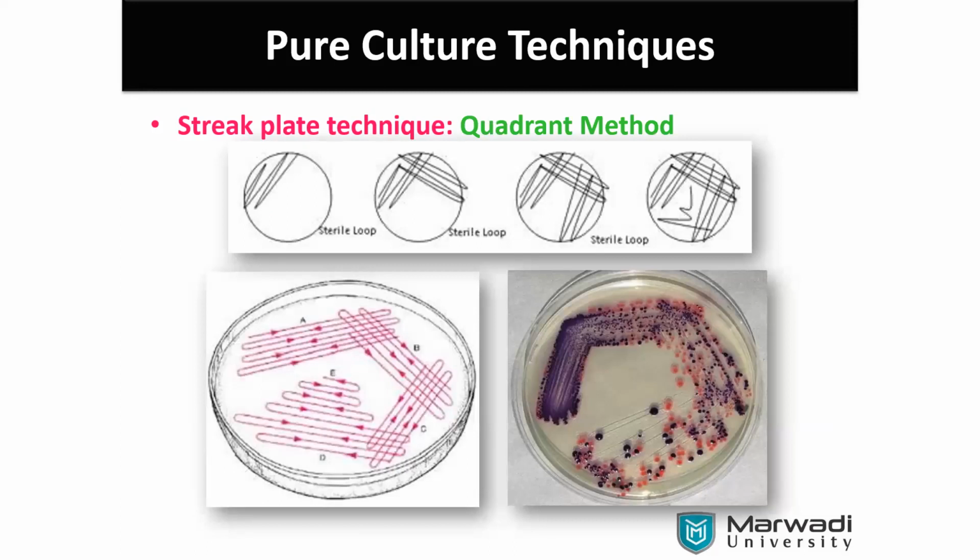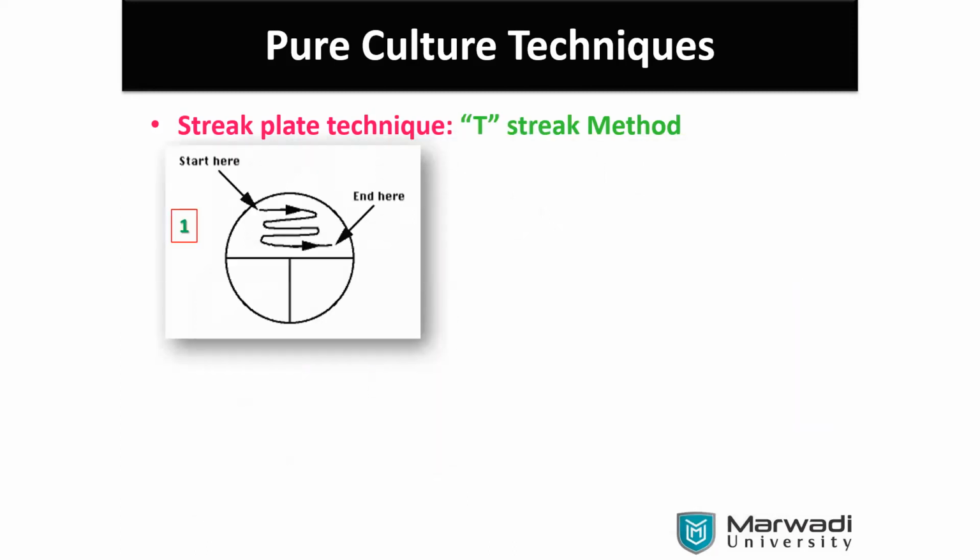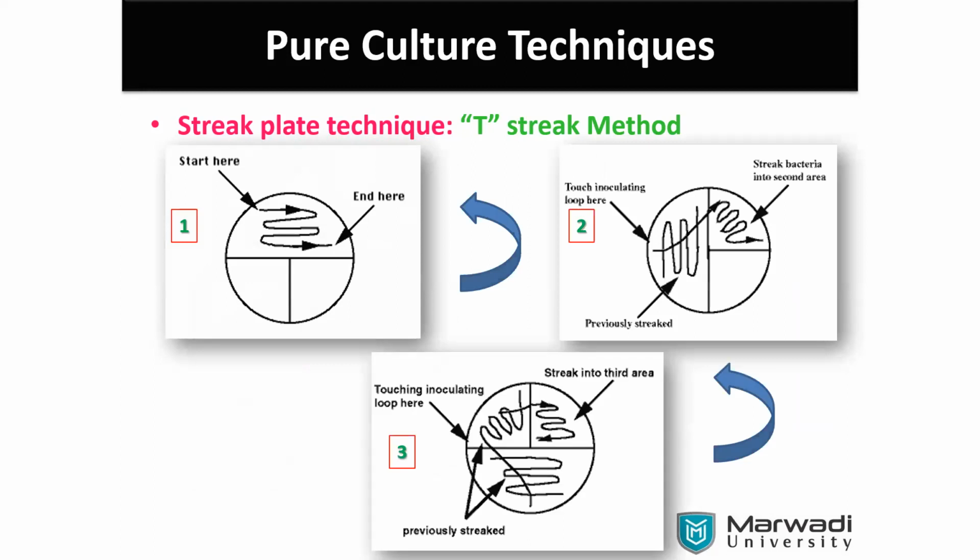So I have just shown the 4 orientations. 1, 2, 3, 4 are there. Then the T-stick method. The first is complete, then the second point, then the third. You are going to stick, and you are going to sterilize it. Don't forget to sterilize your nichrome wire loop. If such a question is asked, you need to draw it.